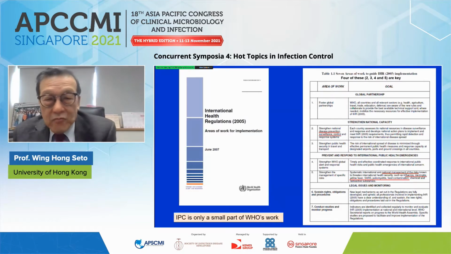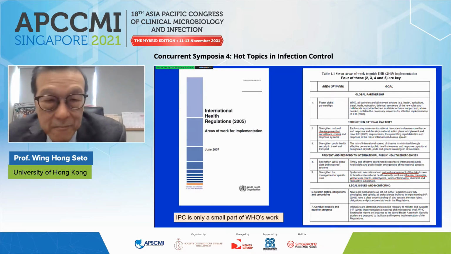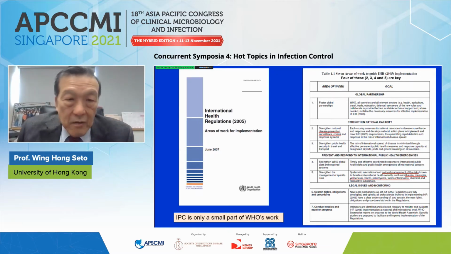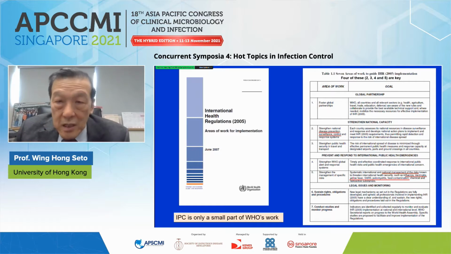This is the International Health Regulations, way back, that discuss WHO and what they do in terms of international health. Now, if you look at this book, it's still on the website. It is June 2007. You can download it if you're interested. As you can see, there are 4 big areas: global partnership, strengthening national capacity, prevent and respond to international public health emergencies, and legal issues and monitoring.